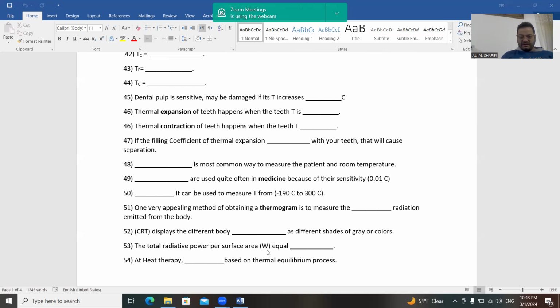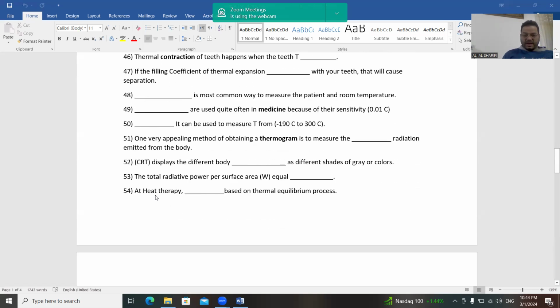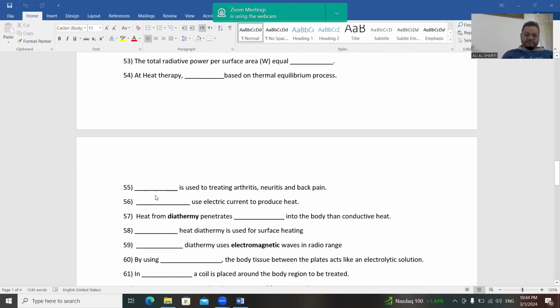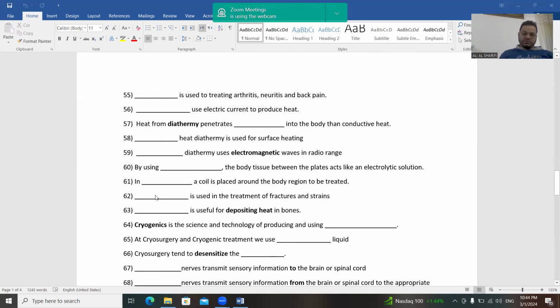per surface area equals, I need the equation. At heat therapy blank based on thermal equilibrium process. Which therapy treatment uses the thermal equilibrium? Is used to treat arthritis, arthritis and back pain. Here blank uses electric current to produce heat.